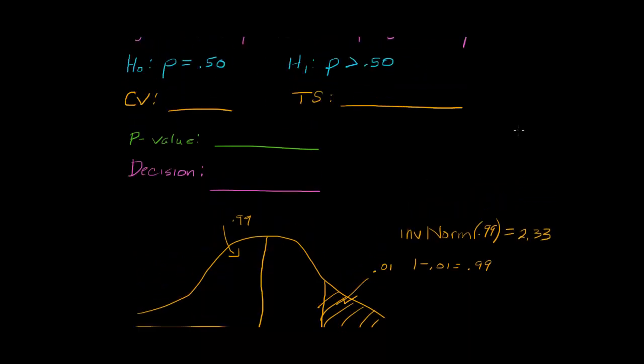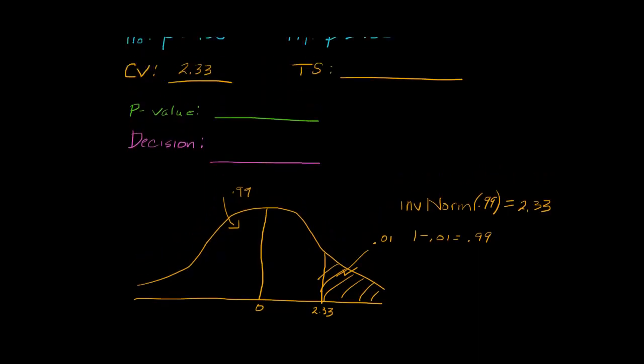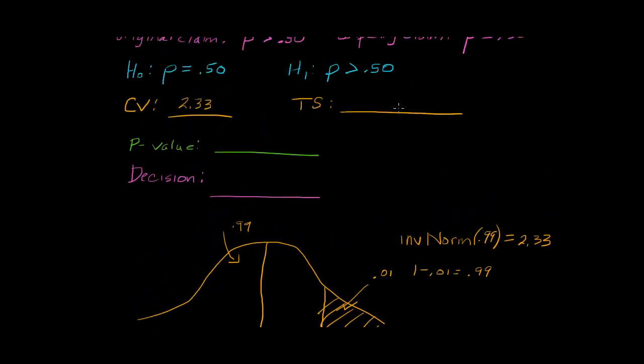Okay, back up here, we can fill that in now, 2.33. And we can label our graph, 2.33. Of course, here's 0. Okay. The test statistic and the p-value will come from the calculator, and we'll pull that up again.